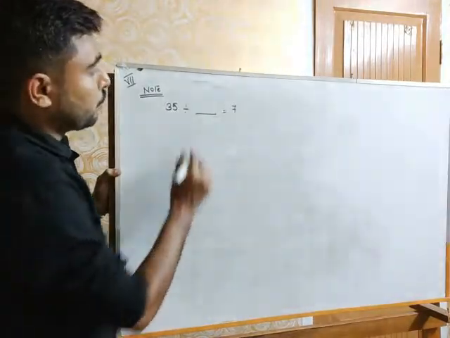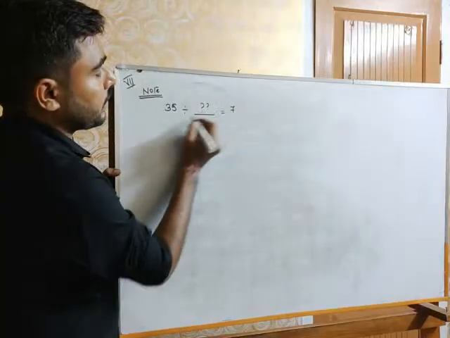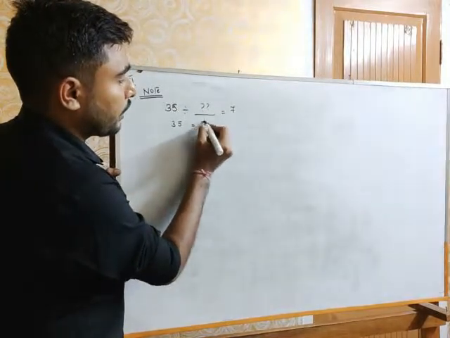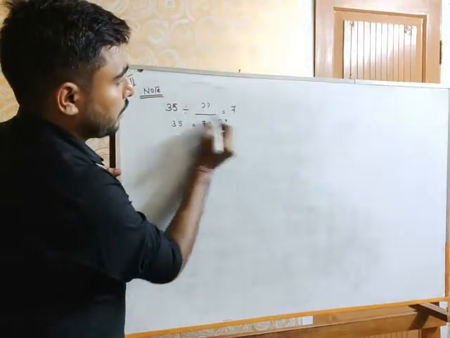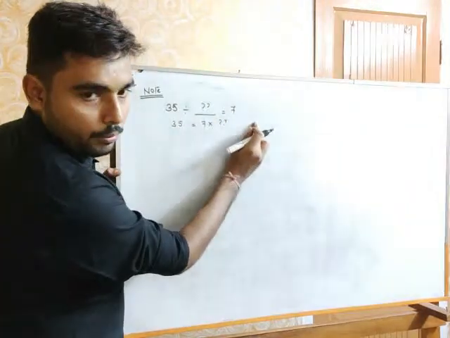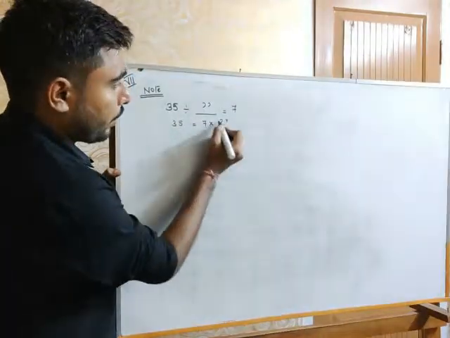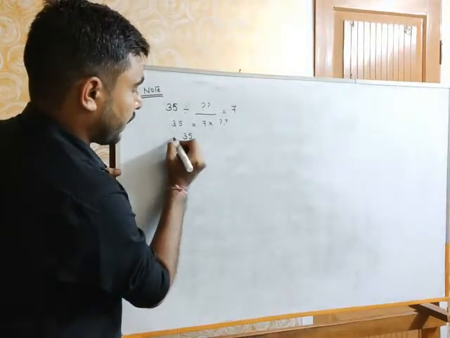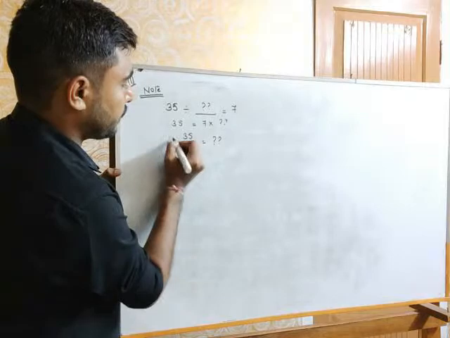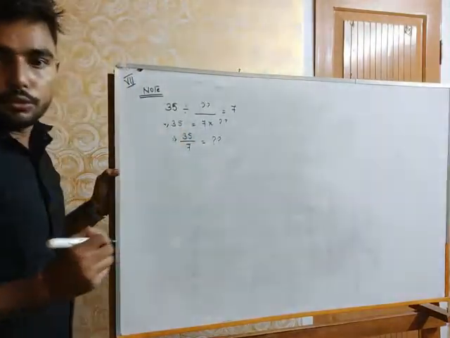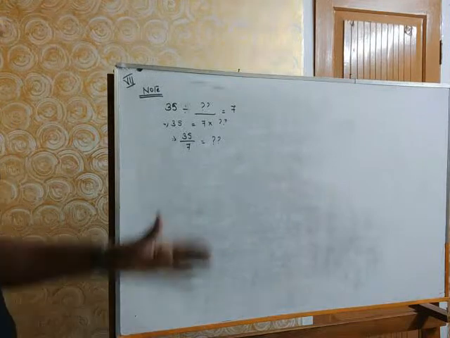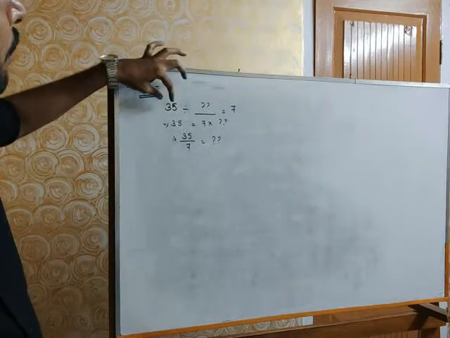I don't know this number. This number is divided here, so if we take it to the other side, what will it become? Multiply. And now I need to find this question mark. It will be 35 divided by 7 is equal to question mark. I just want to show you an example.